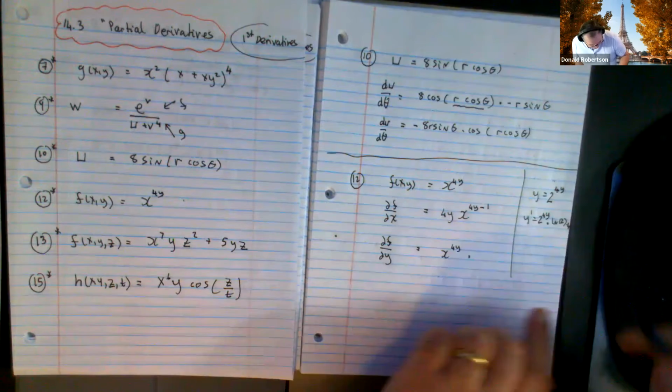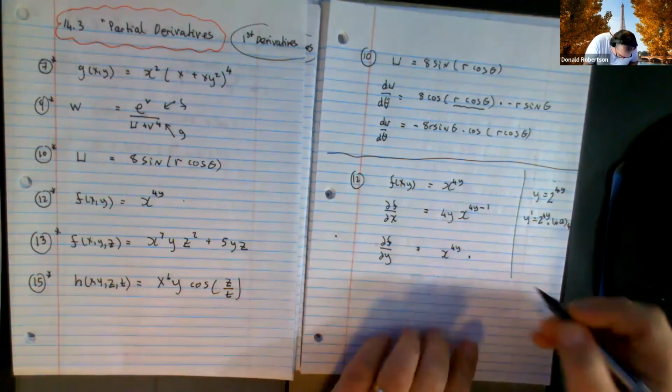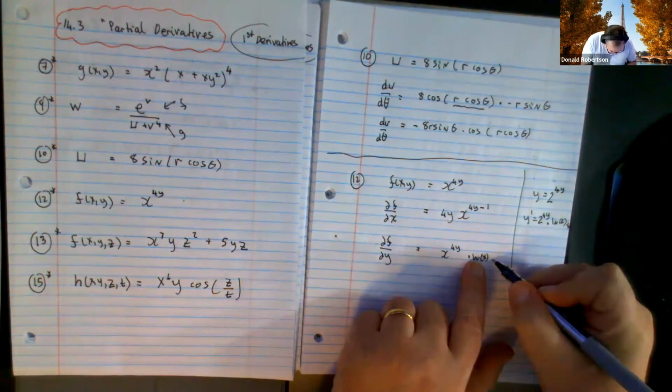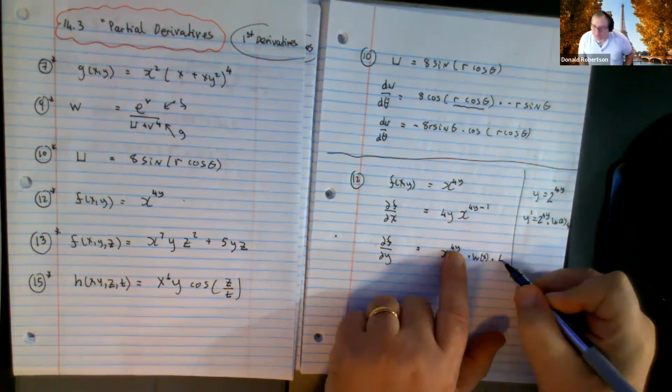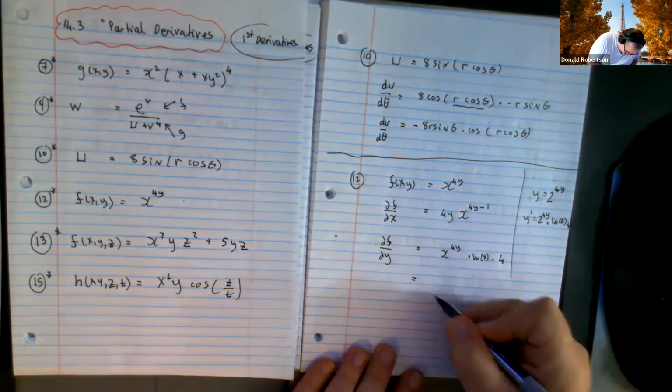Now look, this guy, right? Differentiate it. X to the 4y times what? Times the natural log of the base. Times what else? Times the derivative of this. Do you see that? 4. That's what makes that one such a weird looking answer.